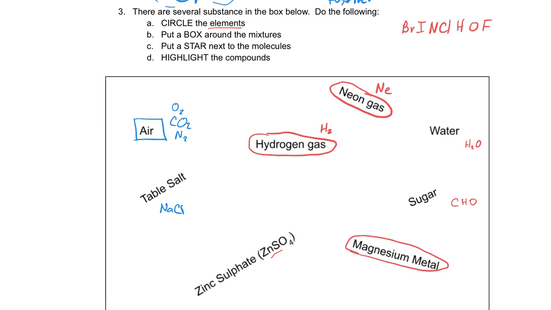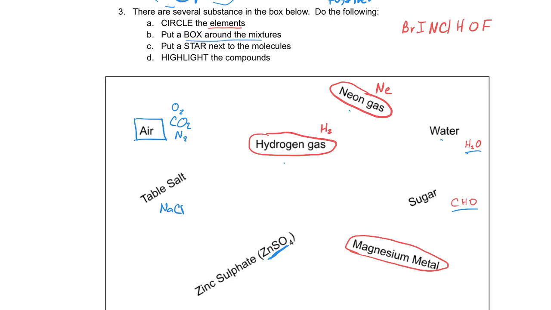Zinc sulfate is only one type of molecule. All of those are bonded together, so that would not be considered a mixture. Hydrogen gas, only hydrogen, only neon. Water is only water molecules, H2O, so not a mixture of different types of molecules. And sugar, again, is also just one. In a specific type of sugar, there would only be one type of molecule there. So therefore, the only mixture then would be air.